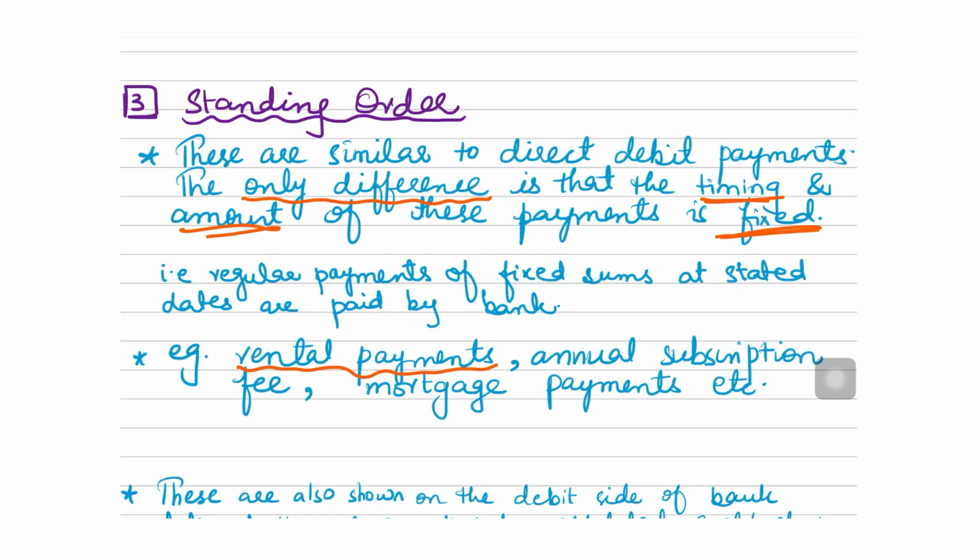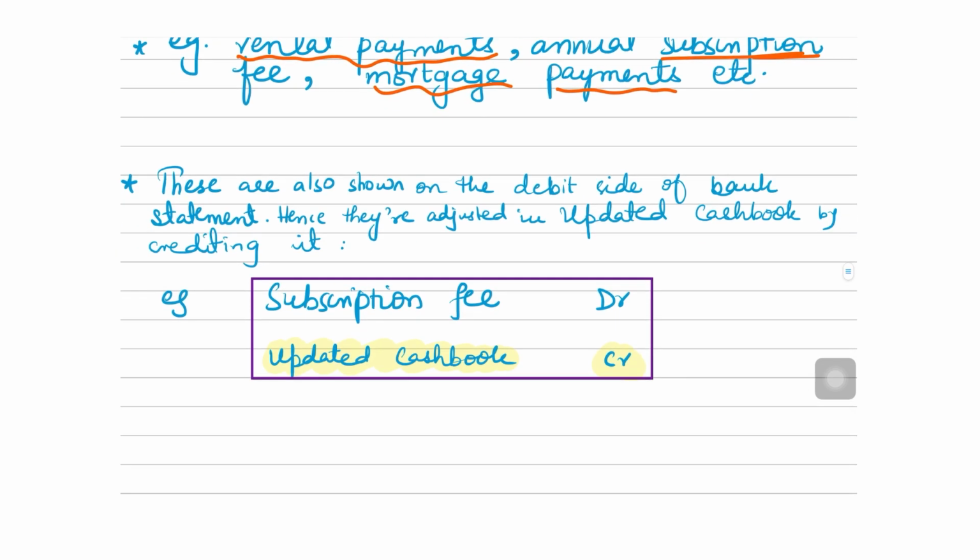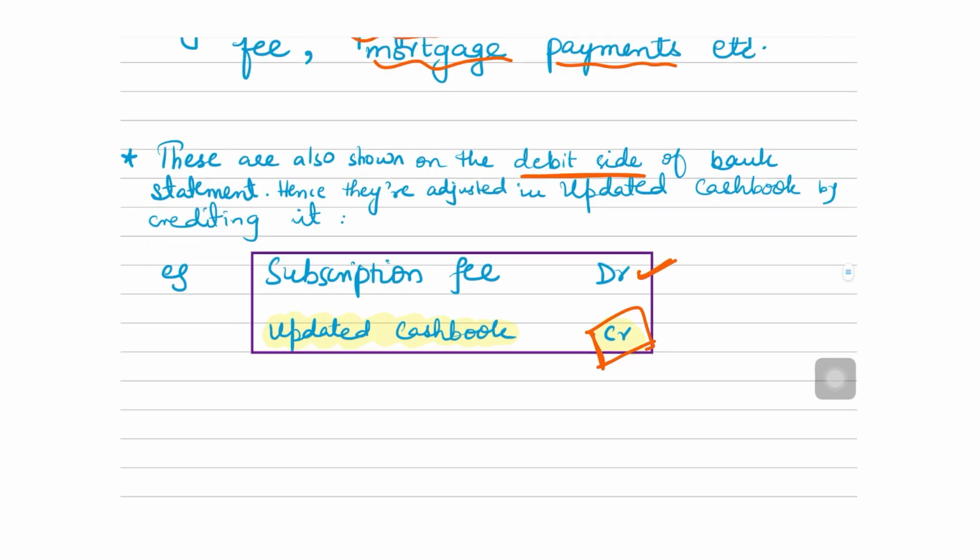For instance, your rental payments, or your annual subscription fees for any club, or your mortgage expenses, right? So these are fixed, the timing is fixed, the amount is fixed. That is standing order. This is the only difference between direct debit and standing order. And again, how will this be corrected? That expense will be debited in its own account, and my updated cash book will be credited, and again they will be shown on the debit side of my bank statement. That is why it will be adjusted on the credit side of the updated cash book.